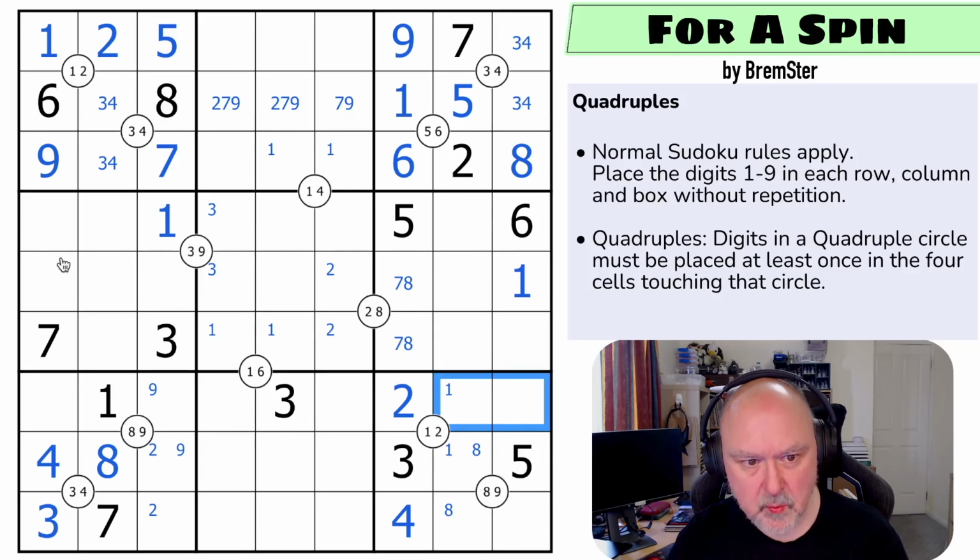Okay, what's this triple? 1, 2, 3, 4, 5, 6, 2, 5, 8. Well, there's no 8 there because the 8 has to be around the quadruple, or there's an 8 in the box. And the 2 looks across, making that the 5. And the 5 comes out of there. This is a 2, 8 pair.